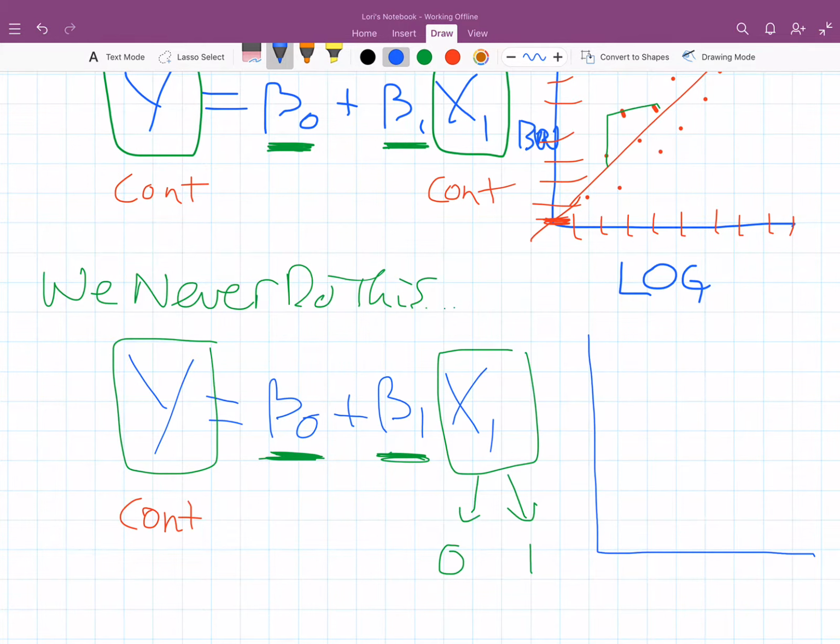Now the interesting thing that happens here, and I'm going to emphasize this, is that our x variable only has two possible values. I'm going to put those here. Here's my 0, here's my 1.